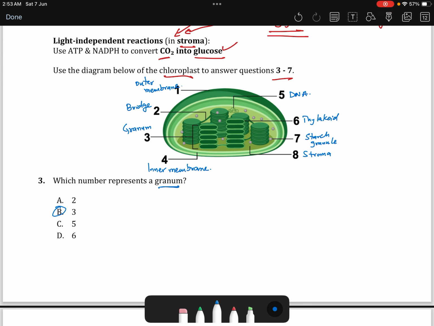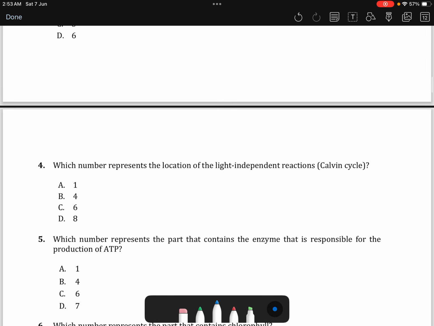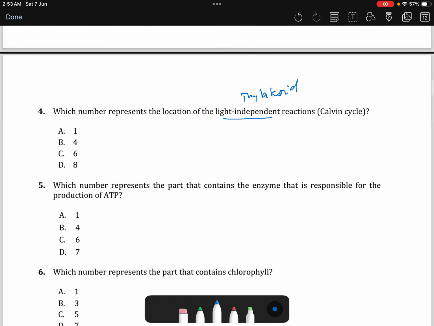Now I don't need to go back and do it again. Now I know all the labelings. I can answer: which number represents the location of the light reaction? Since we know that it takes place in the thylakoid, we will see what's thylakoid. It's 6. So 6 is the answer.